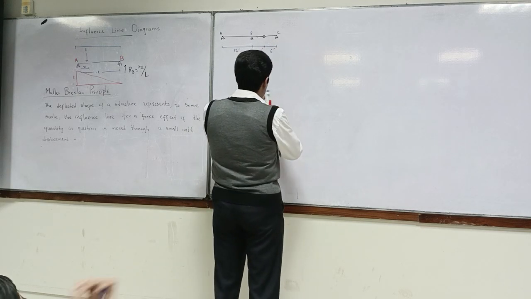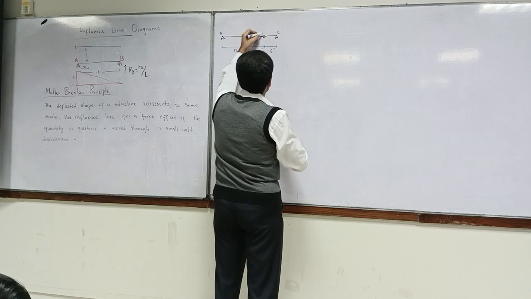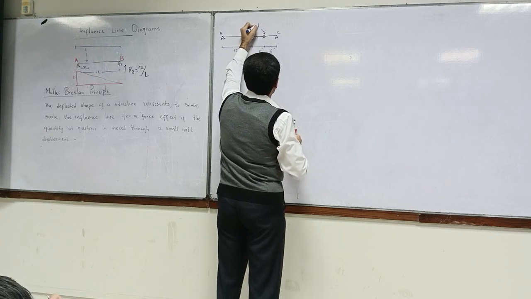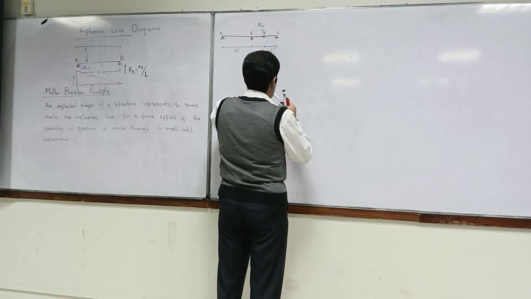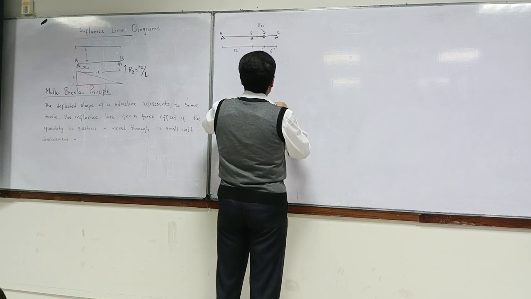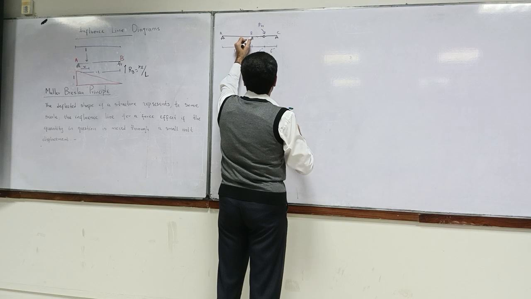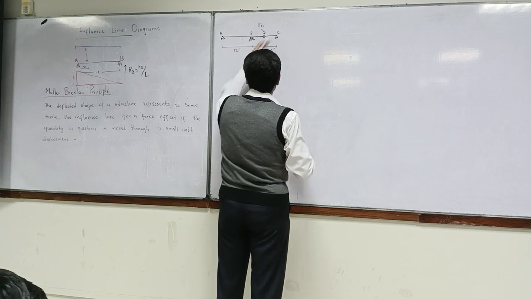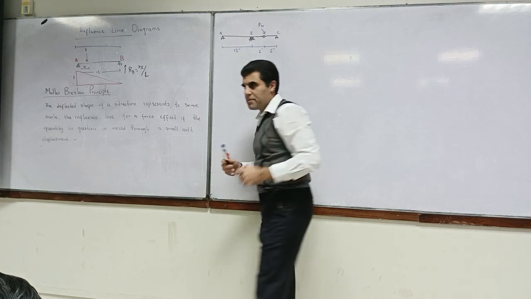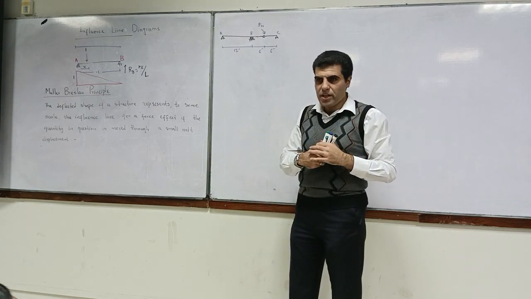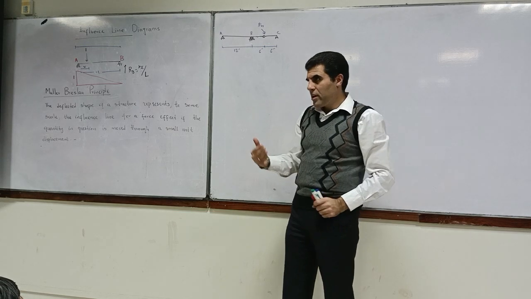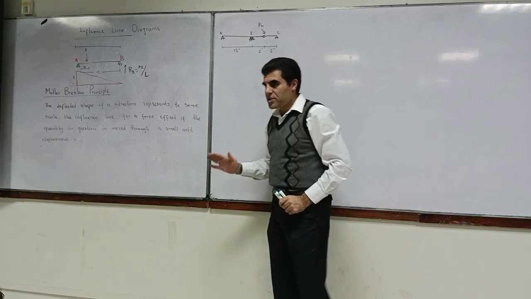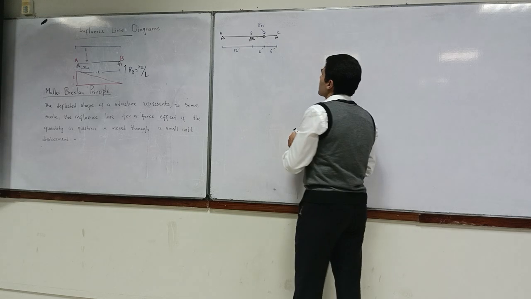This is a pin. Is the support at C a roller or pin? It can be pin or roller. It doesn't matter. Why? Because we are just doing vertical load. Horizontal is not in question. So we are doing just vertical.